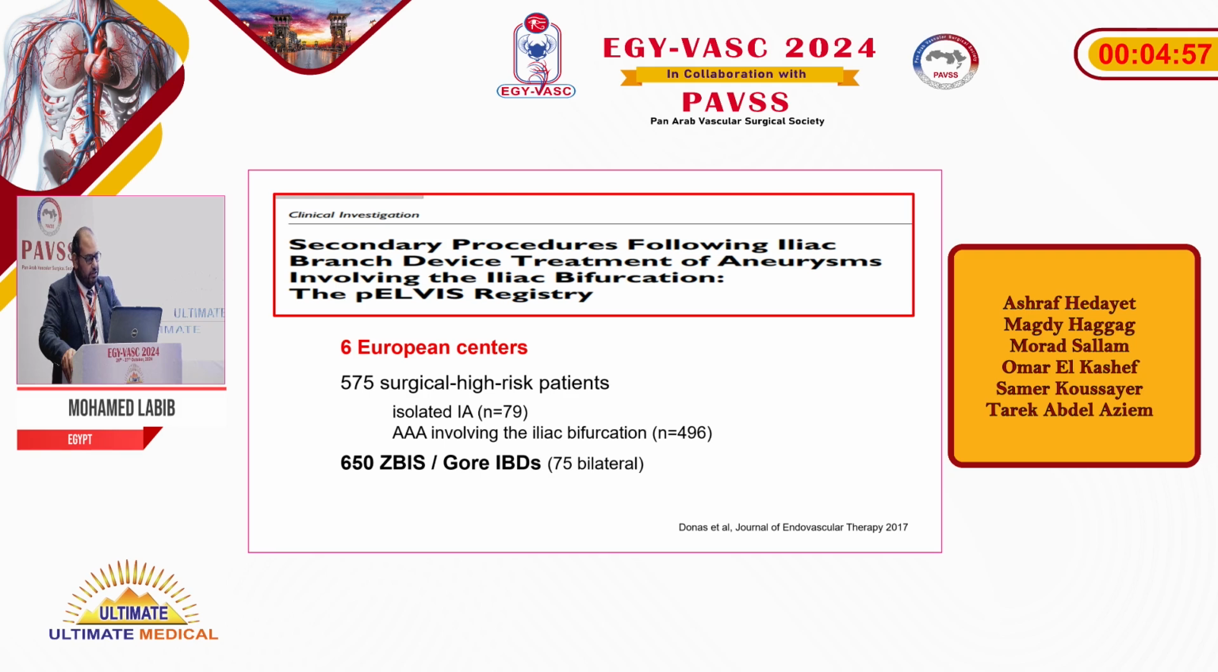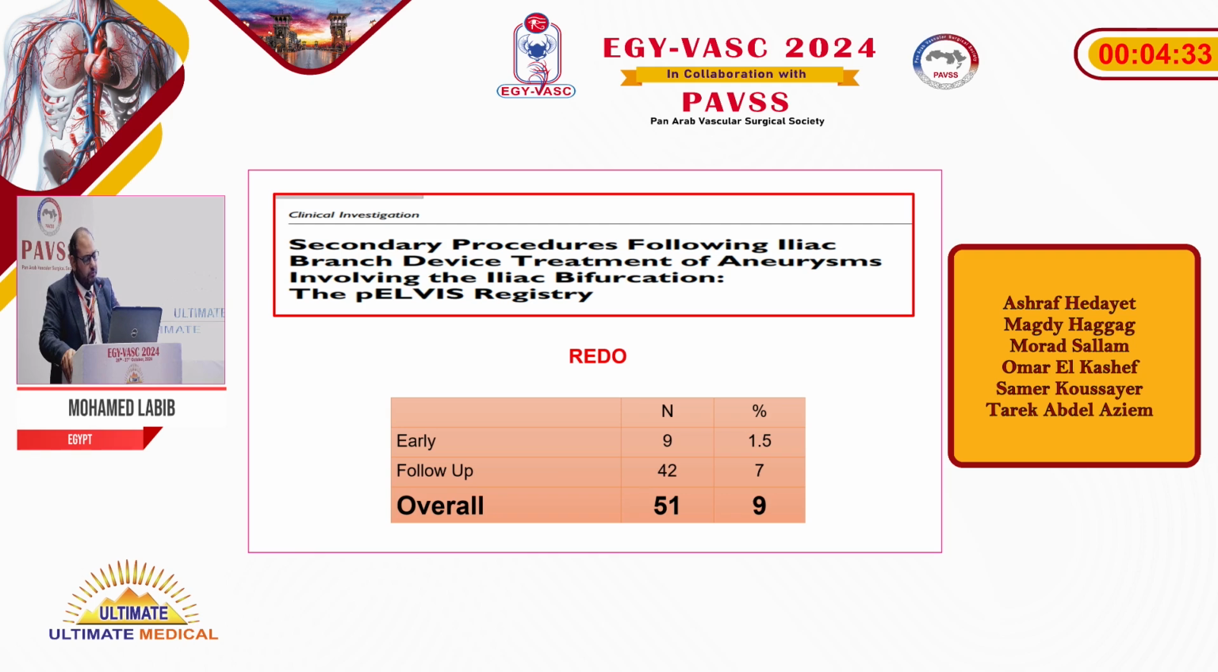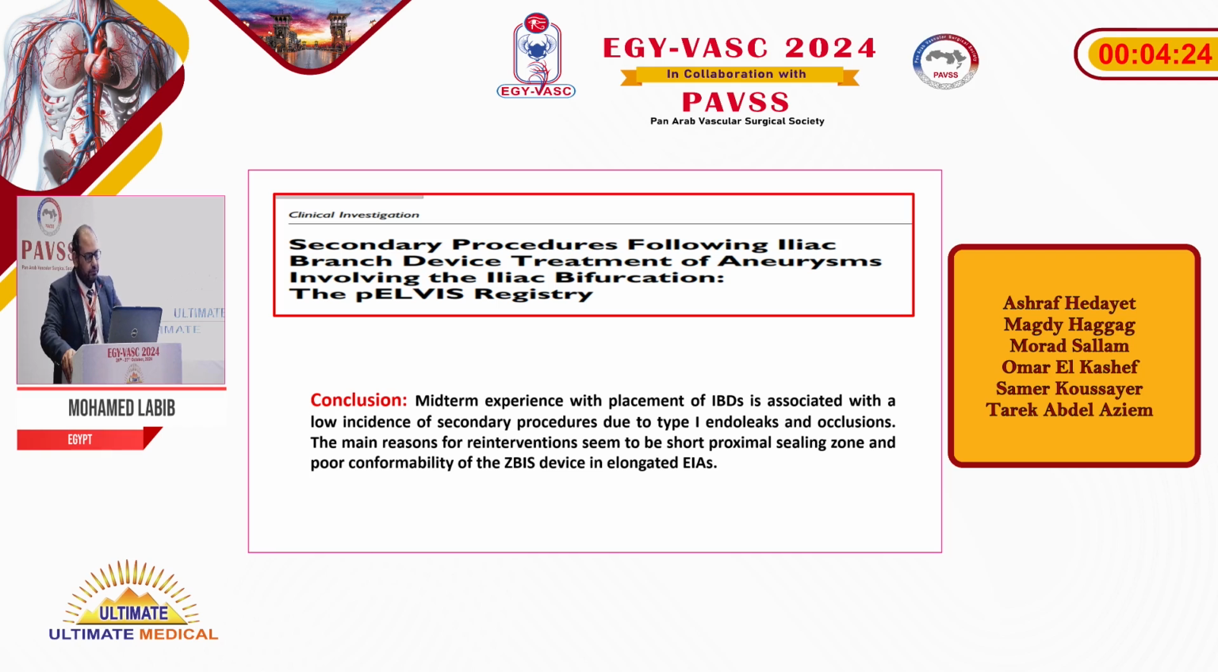The pelvis registry, which assessed the secondary procedures after IBDs, included 6 European centers with nearly 600 patients. They reported complications in the early period following EVAR, with type 1B endoleak in 2% of the patients, and in the follow-up in 4% of the patients. The overall redo operations were done in 50 patients, which represents nearly 9% of the patients.